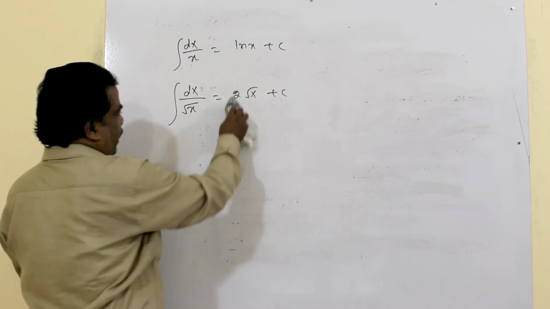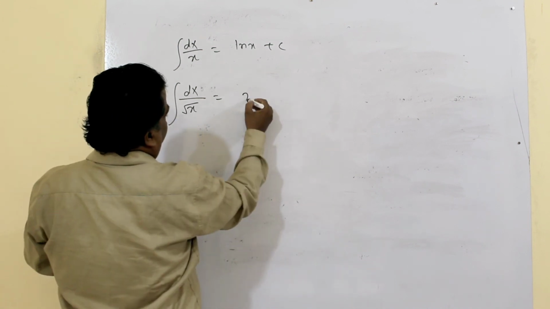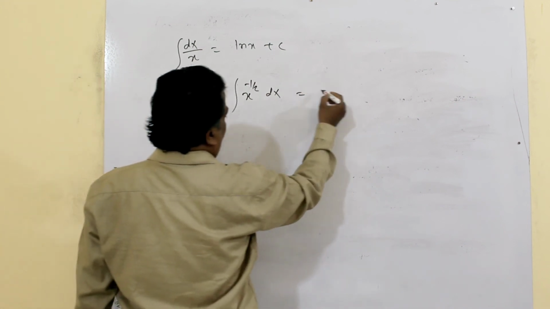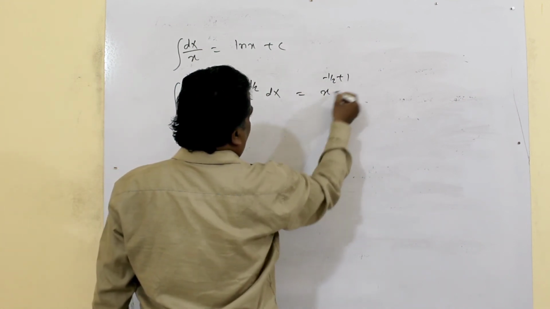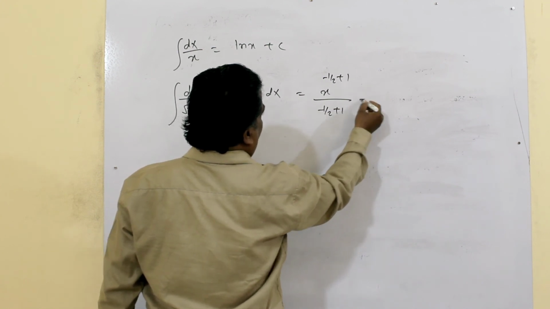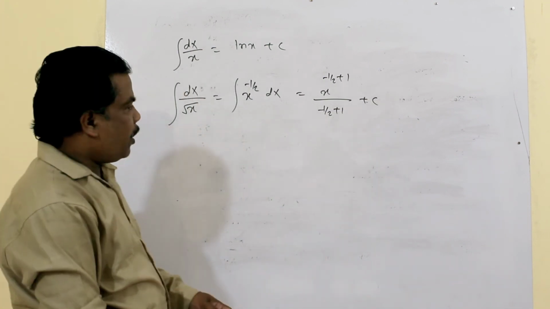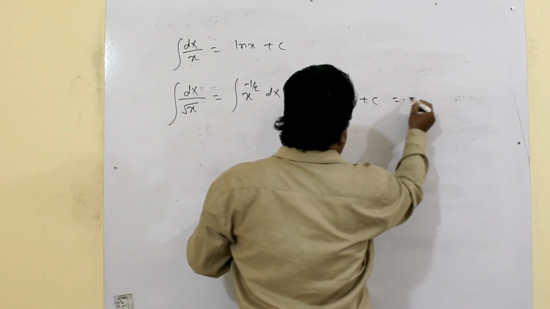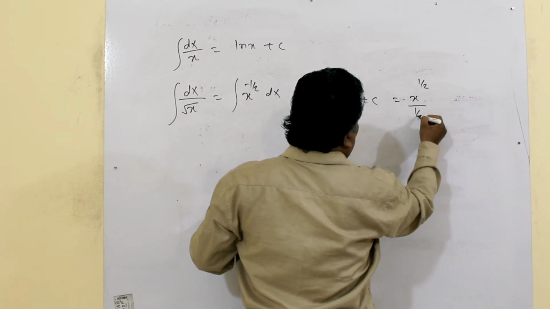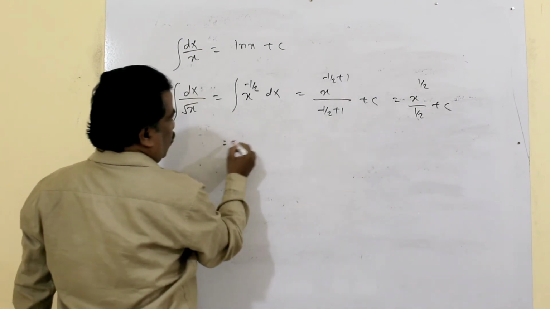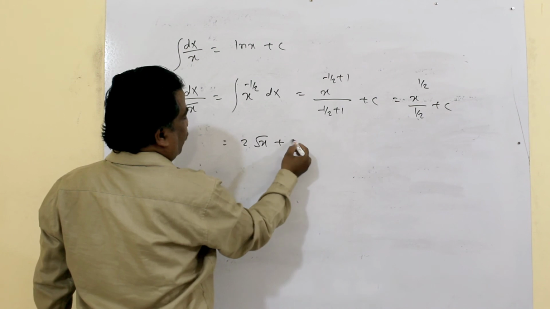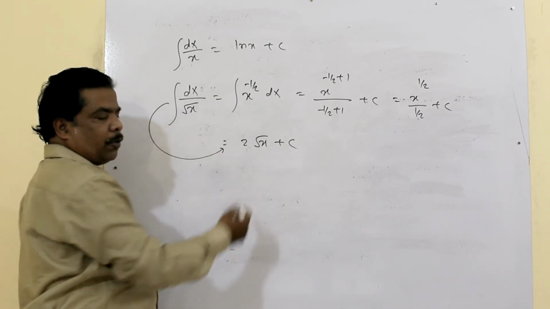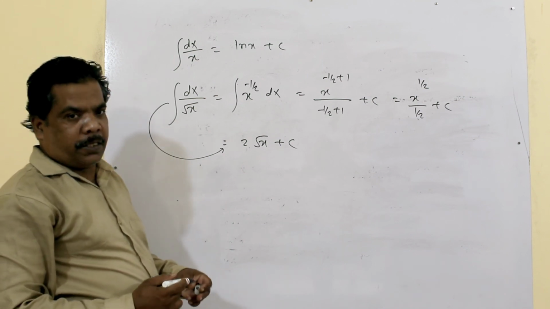Now dx/√x we can write as x^(−1/2) dx. That is equal to x^(−1/2 + 1)/(−1/2 + 1) + c, where n is not equal to −1. That is x^(1/2)/(1/2) + c, which is 2√x + c. Hence we remember that the integral of dx/√x is 2√x + c.